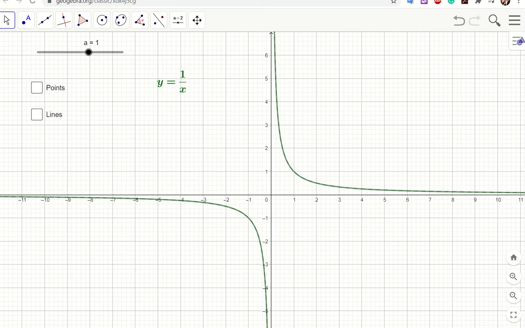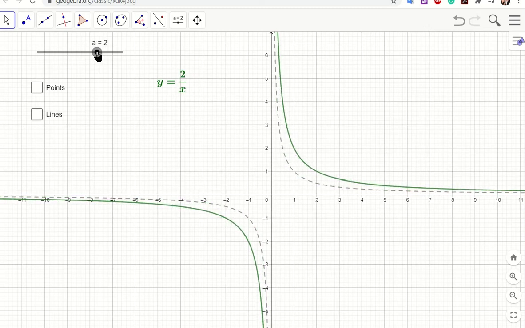Alright, so here is the graph of y equals 1 on x, and you can clearly see the defining shape of the hyperbola with the axes being the asymptotes. I have this slider here where I can change the number that's being divided by x. So if I was to make that 2, you can see that we've got the same general shape, it's just that it's now further away from the axes. And that's highlighted by this grey dashed line here, which is 1 on x.